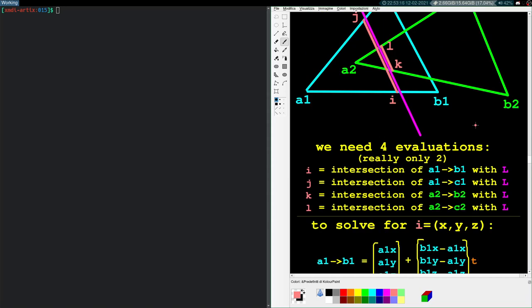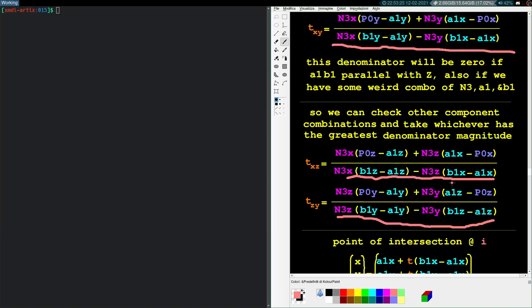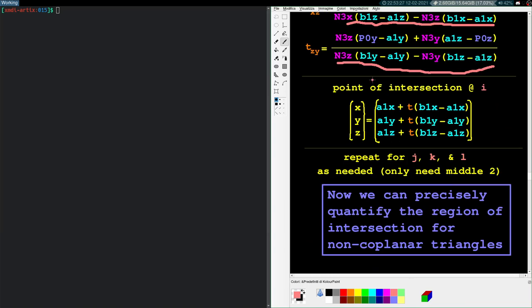And once you have I, you can calculate L, K, and J in the same way, and then you can precisely describe where the intersection occurs. So you repeat that process for J, K, and L as you need. Remember, you only need the middle two of those points. And at that point, you can precisely quantify the region of intersection for any non-coplanar triangles. End of story.